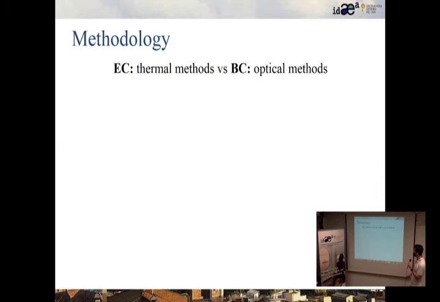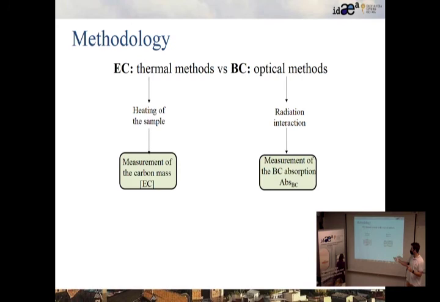So how have we done this? First of all, what is elemental carbon or black carbon? They seem almost the same, but they are not, mainly due to the methodology used to measure the carbon. Elemental carbon is measured via thermal measurements, in which we heat the sample so anything that is not pure carbon is evaporated, and then we measure the mass of the carbon. Black carbon is measured via optical methods, in which we interact the air sample with radiation and measure the absorption. Both are related: the concentration of the carbon and the absorption of the carbon are correlated by the mass absorption cross-section of black carbon, which is the efficiency of every gram to absorb energy.